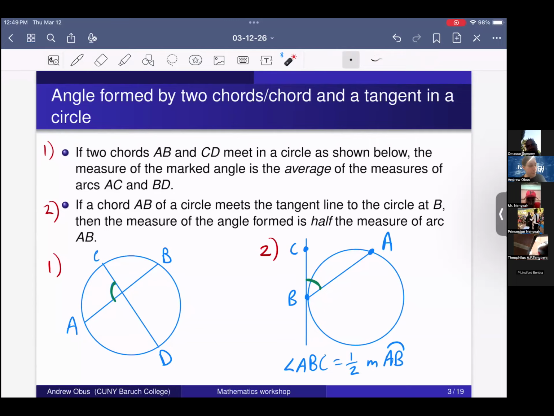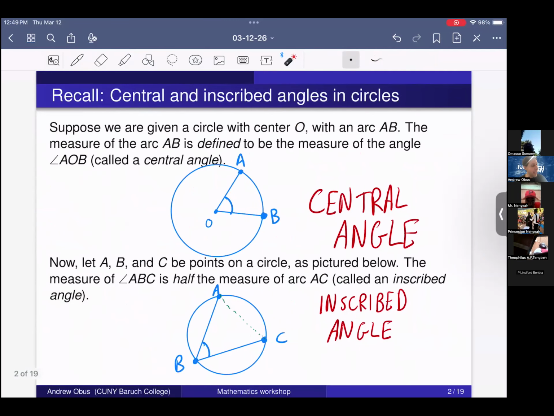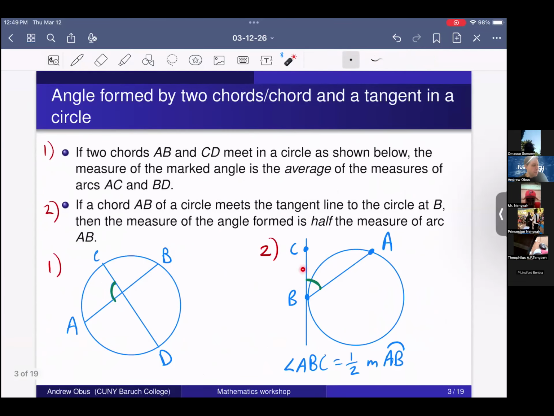Yeah, so that's what it says. So the measure of the angle is half the measure of the arc. Similar to an inscribed angle, right? It was the same thing with an inscribed angle. The measure of the angle was 1/2 the measure of the arc. So for this tangent line, it's the same kind of result, right? The measure of the angle is 1/2 the measure of the arc.